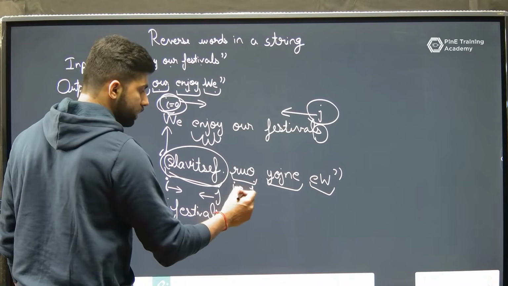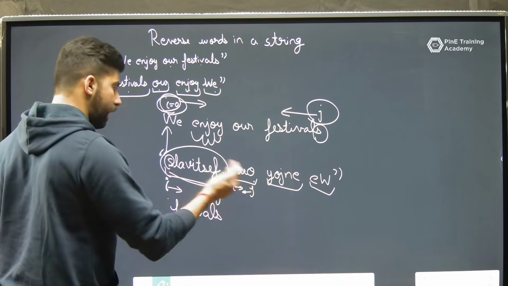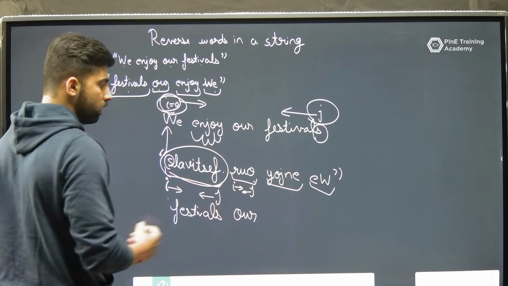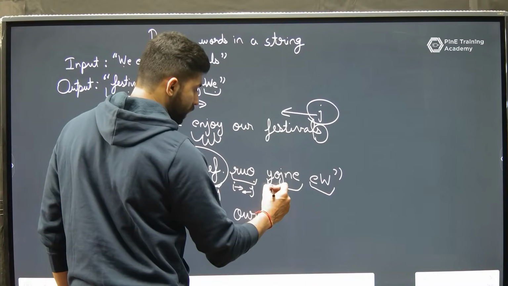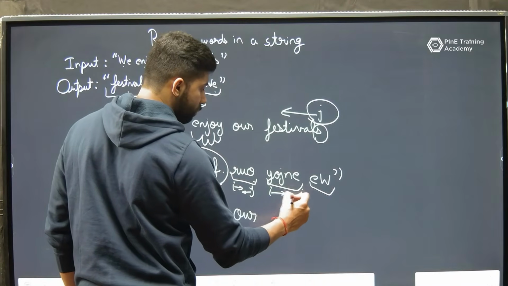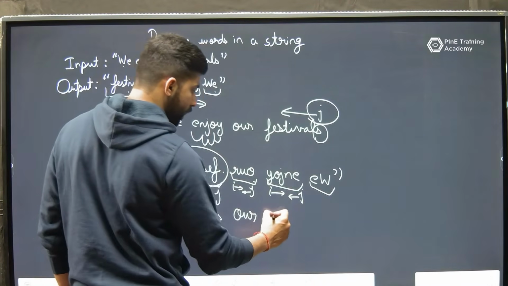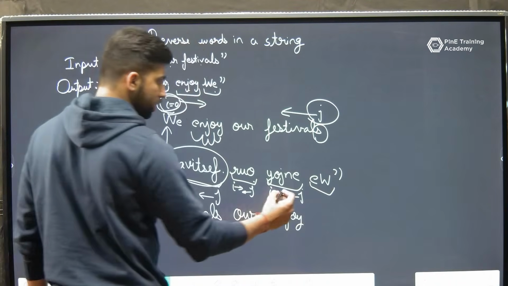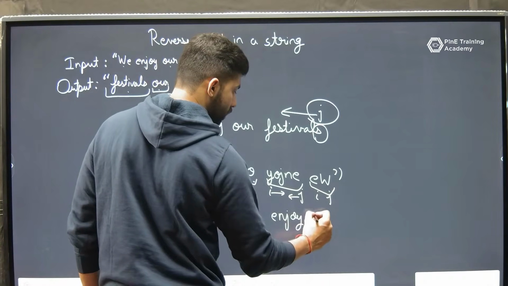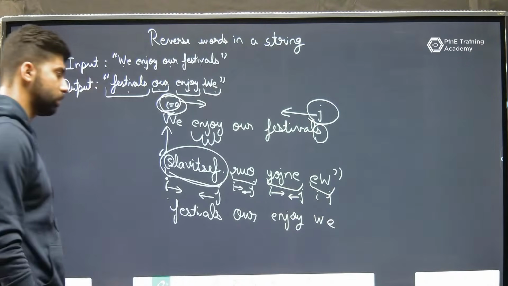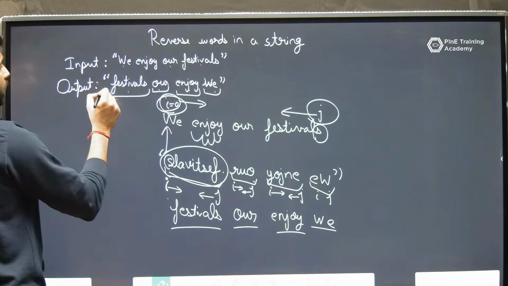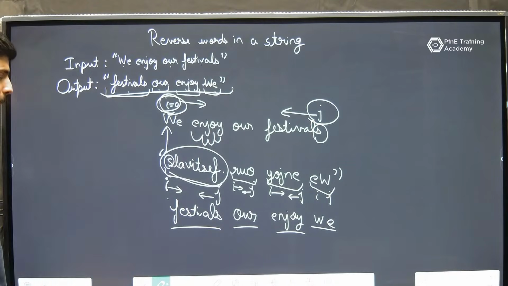Again, you can choose i and j here. i will move towards this side, j will move towards this side. You can again reverse. In this word as well, i will move towards this side, j will move towards this side. You can again reverse, and here as well you can reverse. So this is exactly what we wanted.